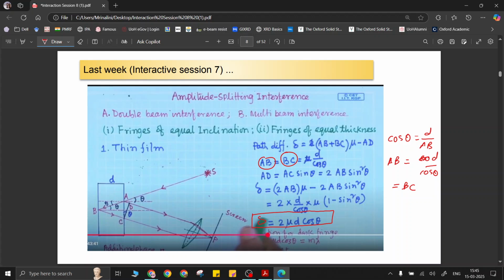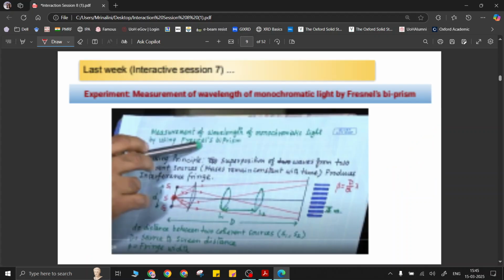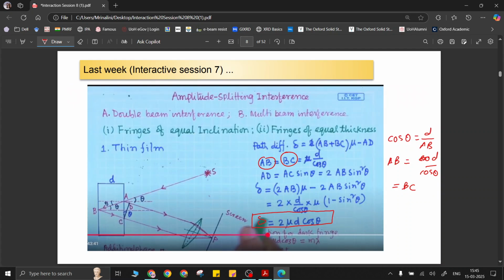Also here, there is a condition for dark fringe. The condition for dark fringe becomes 2 mu d cos theta equals m lambda.